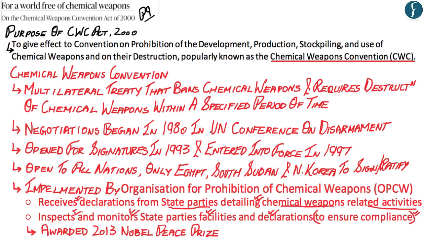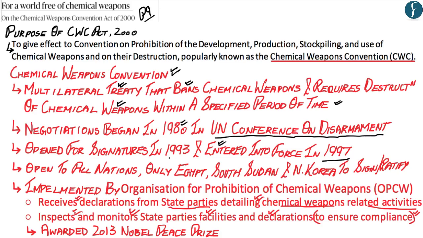So now hopefully up till here you've understood the basic features of the Chemical Weapons Convention, wherein in simple terms it is a multilateral treaty that bans chemical weapons and requires the destruction of chemical weapons within a specified period of time. And the negotiations for the Chemical Weapons Convention began in 1980 in the UN Conference on Disarmament, and the Chemical Weapons Convention entered into force in 1997.